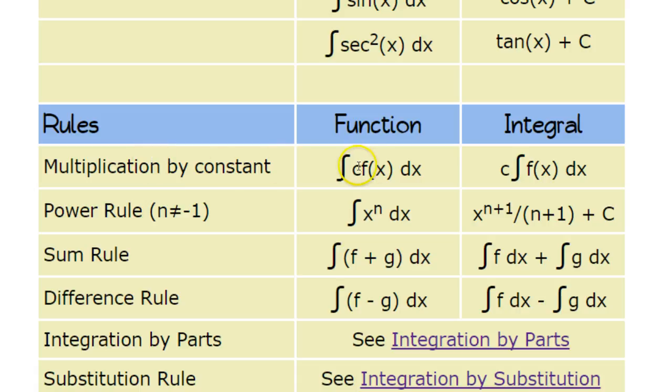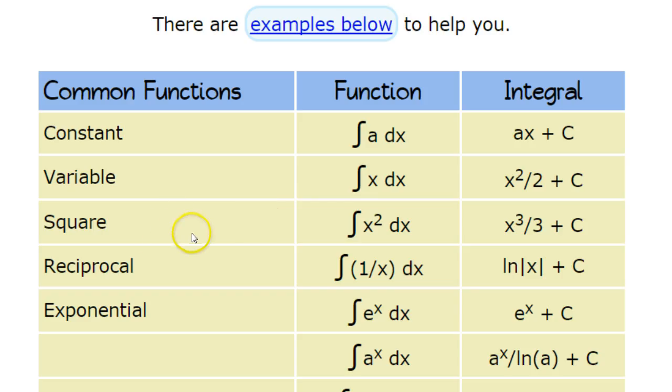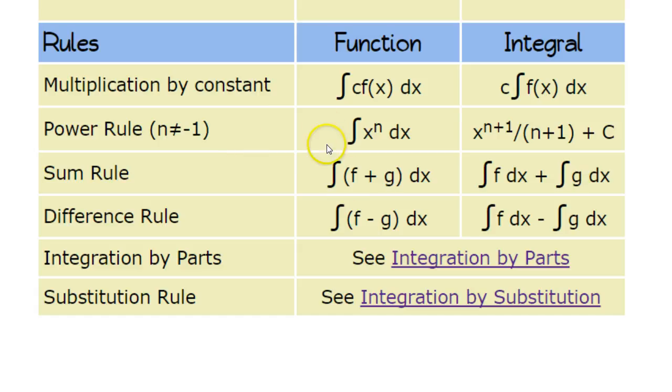Multiplication by a constant, you can actually take that constant and move it out front. It's most preferable that you do that because sometimes you mess it up when you're working with the power rule. The power rule is right here when n does not equal -1, obviously, because if n equals -1, you're using the reciprocal rule. But it's going to be x to the n plus 1 divided by n plus 1 plus c. The sum rule, if you're doing the integral of two things being added, you just separate them and do the integrals of each. The difference rule, same thing.